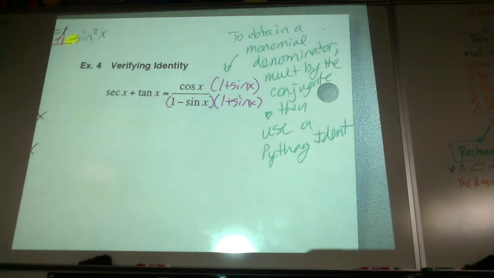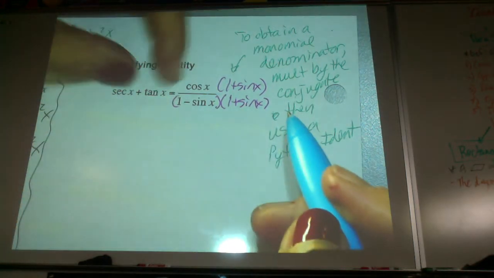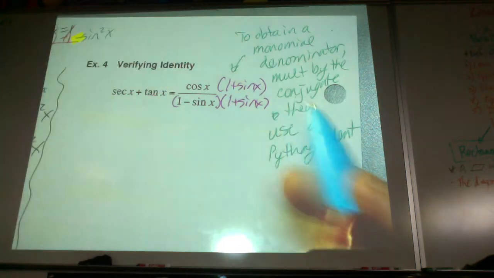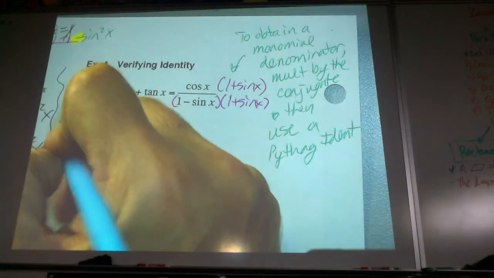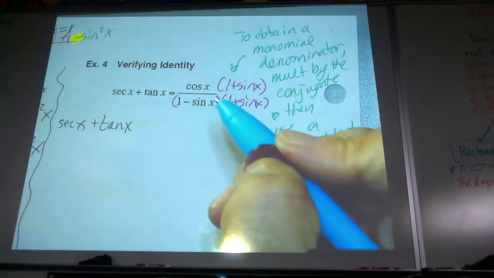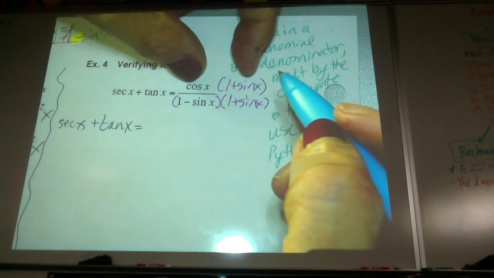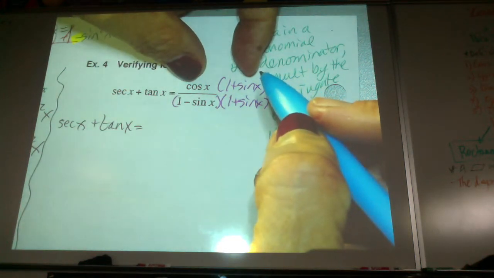Alright, so again, I'm going to ignore the left, although I'm going to keep bringing it down, knowing that I want to get to secant and tangent eventually. So the left is secant of x plus tan of x equals, I'm going to hold off on multiplying until I see if it's to my advantage. So I'm going to wait.